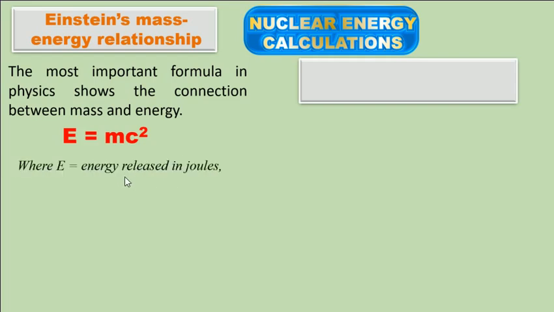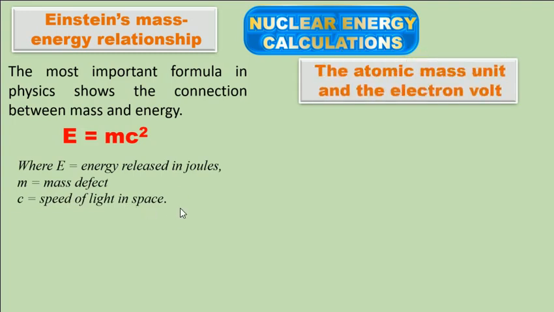So what does E stand for? The energy. And what does m stand for? The mass defect. And what does c stand for? The speed of light. Having explained this, we are now going to look at atomic mass unit and the electron volt.